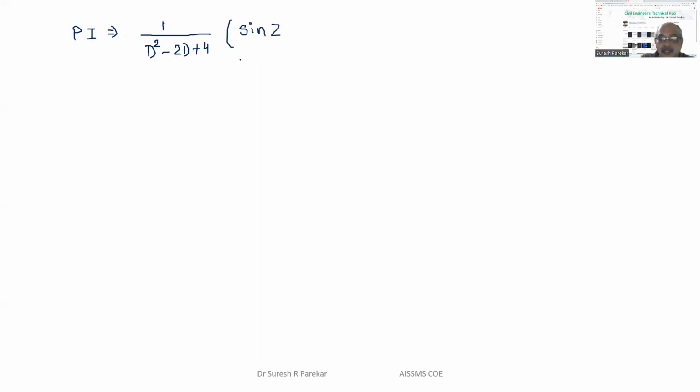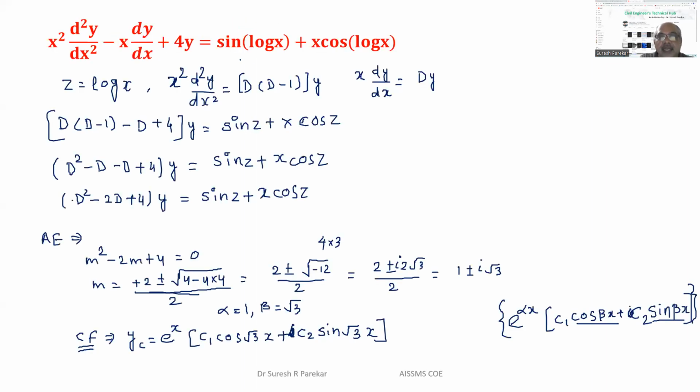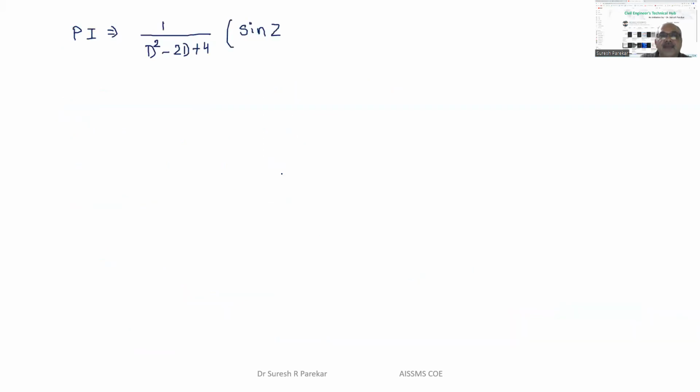This x we have to write differently, because we have z equal to log x, and from this we can write x equal to e to the power z. So we replace x all over with e to the power z, and therefore here we will get sin z plus e to the power z into cos z. Now this becomes simple.